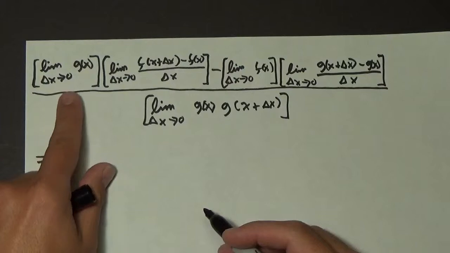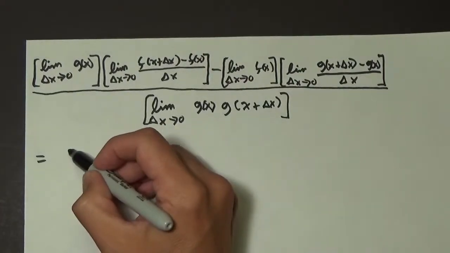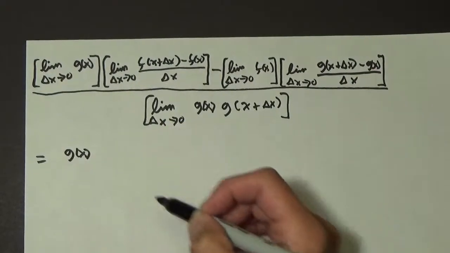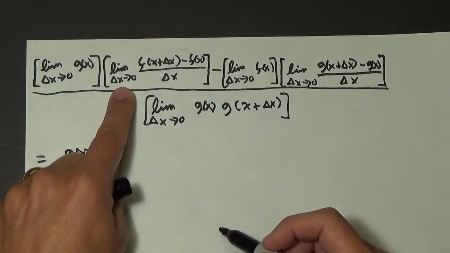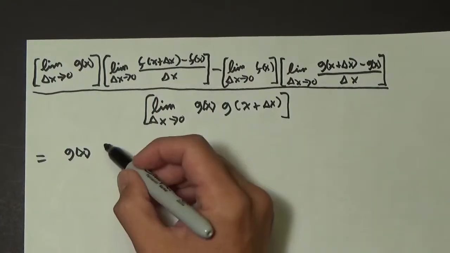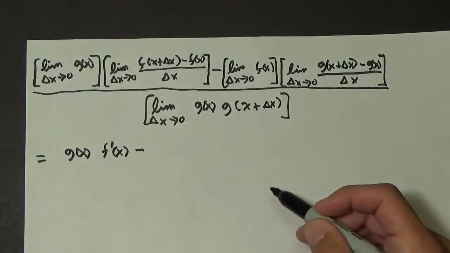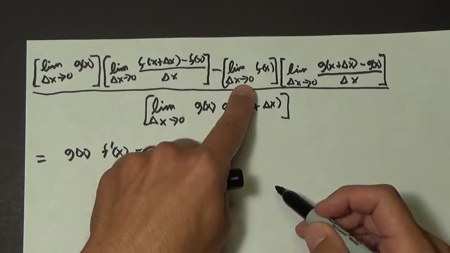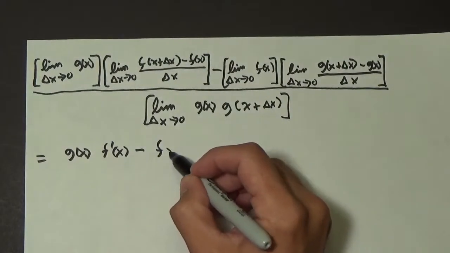So let's see, as we evaluate the limit as delta x approaches 0 of g of x, that's just g of x. Okay, this limit here is the definition of the derivative of f of x. So that means this is f prime of x. Then we have a minus. The limit as delta x approaches 0 of f of x is just f of x.